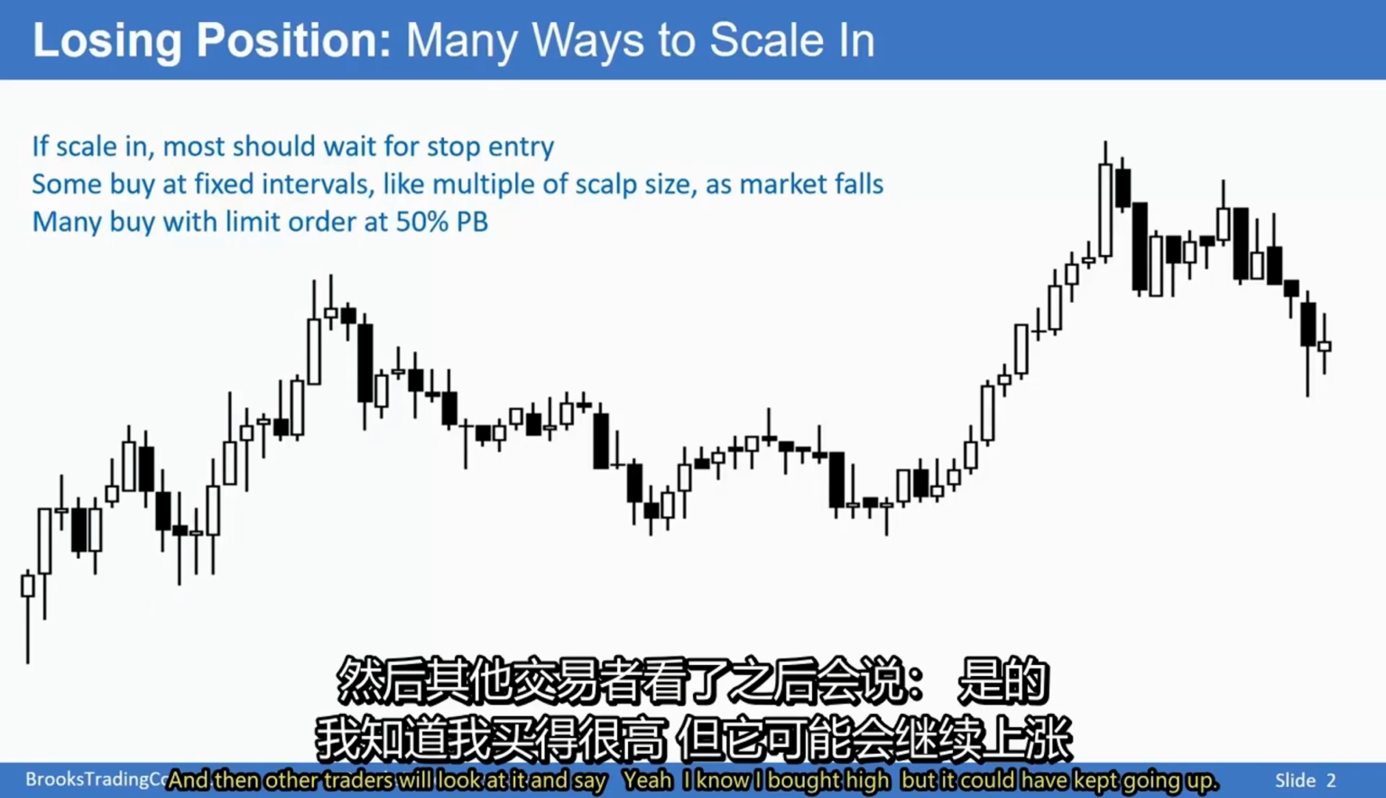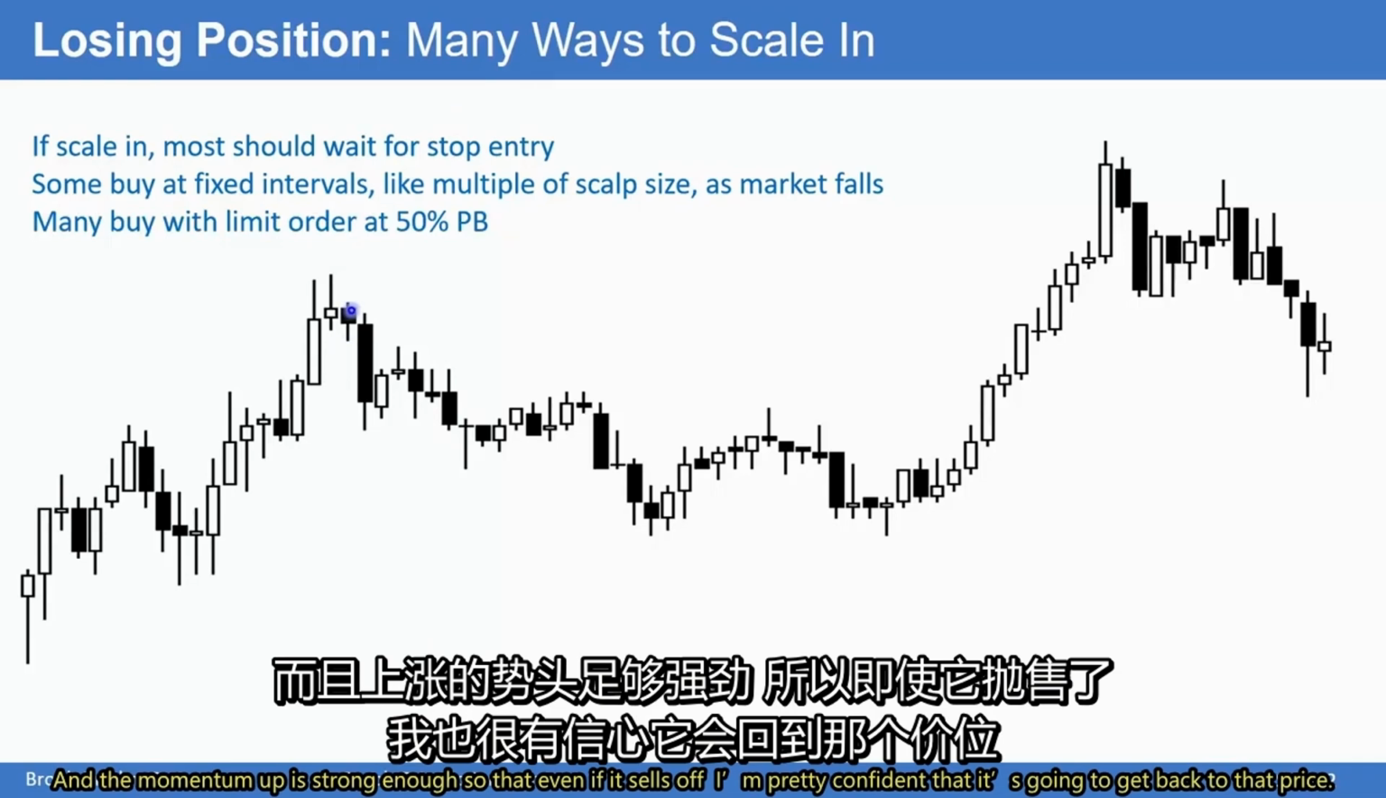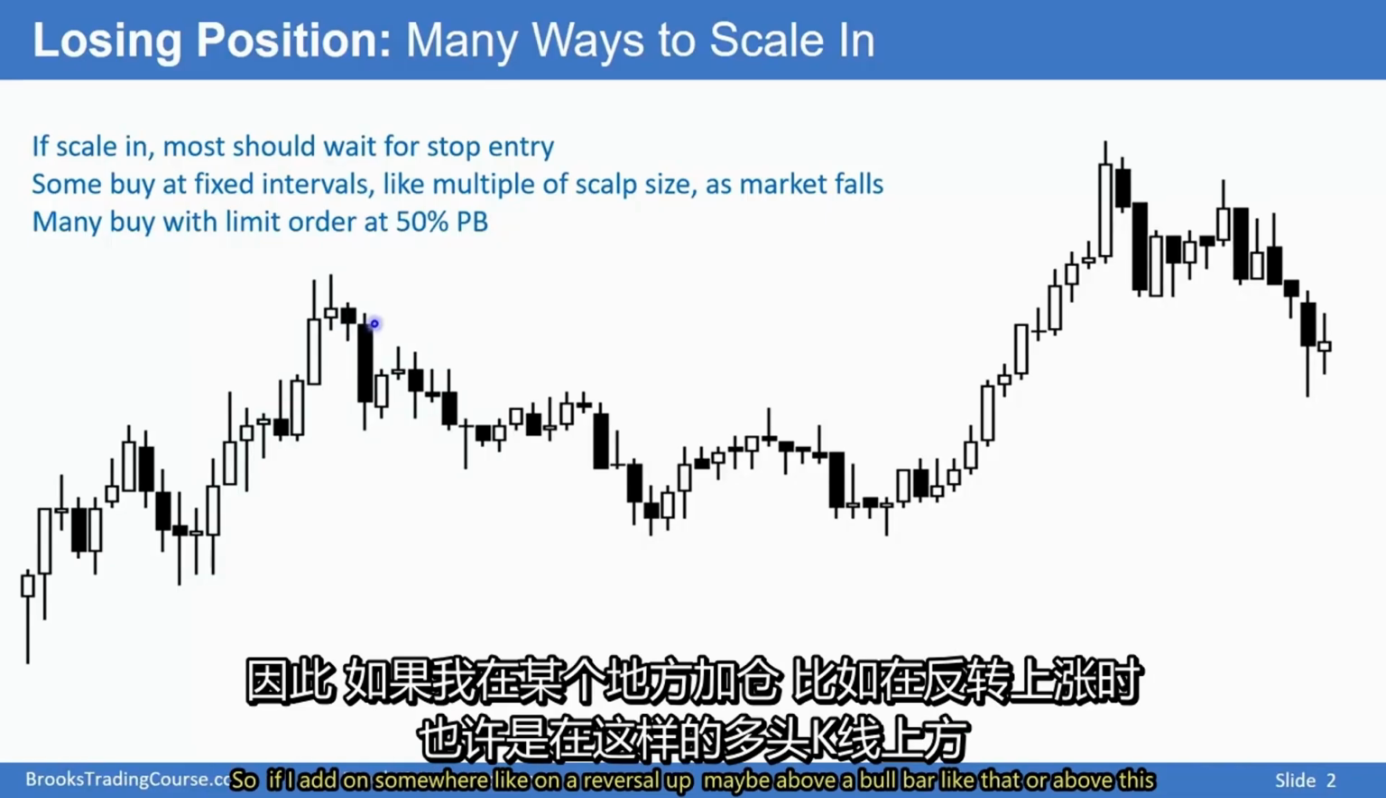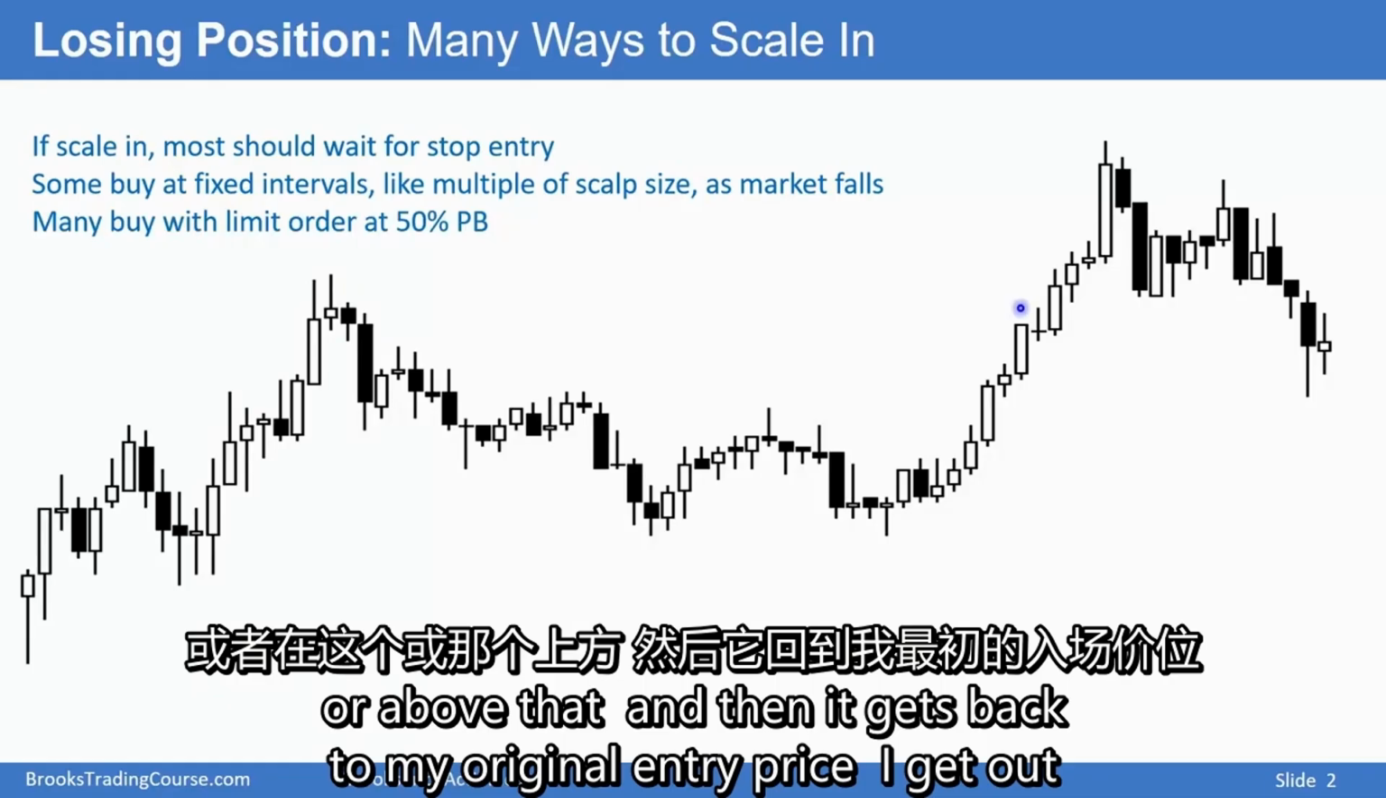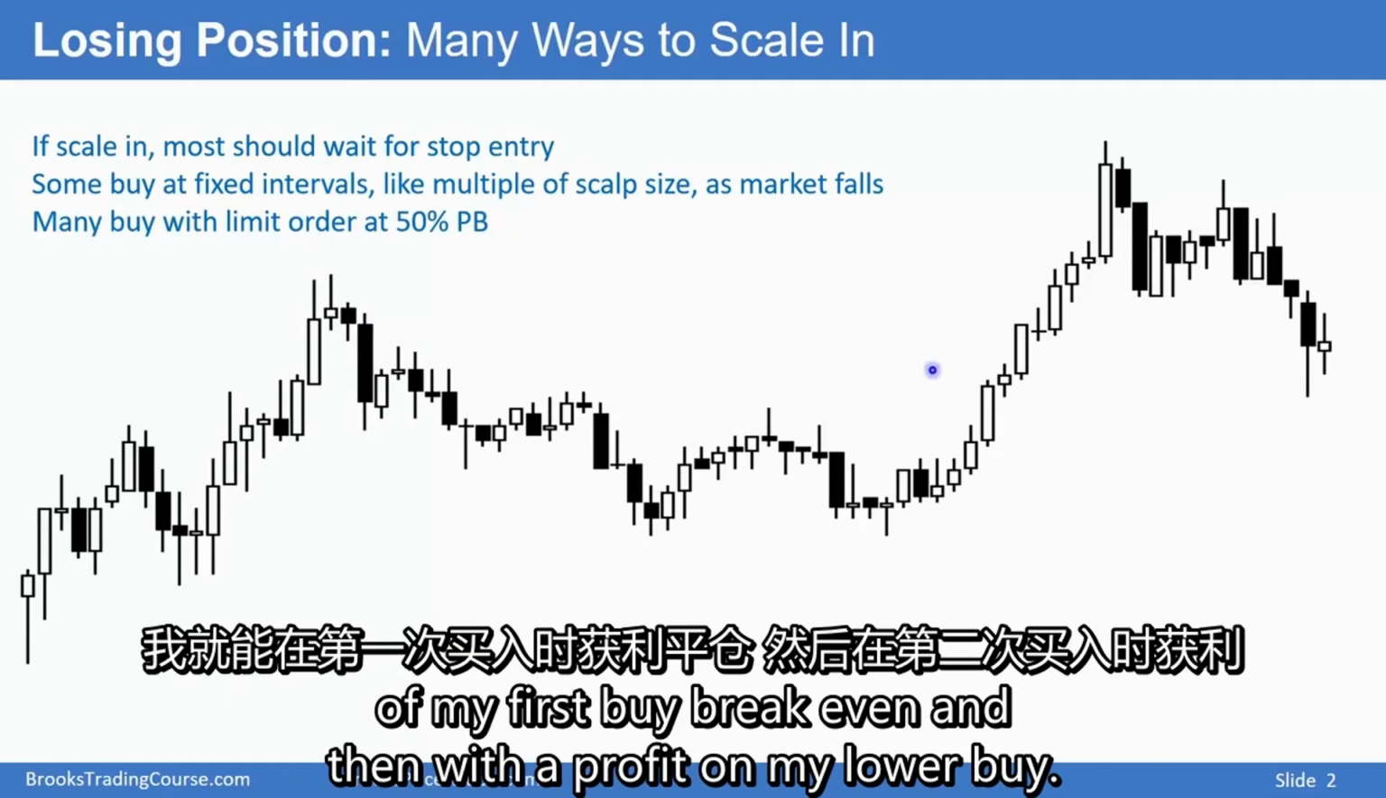And then other traders will look at it and say, yeah, I know I bought high, but it could have kept going up. And the momentum up is strong enough so that even if it sells off, I'm pretty confident that it's going to get back to that price. So if I add on somewhere, like on a reversal up, maybe above a bull bar like that, or above this, or above that, and then it gets back to my original entry price, I get out of my first buy, break even, and then with a profit on my lower buy.